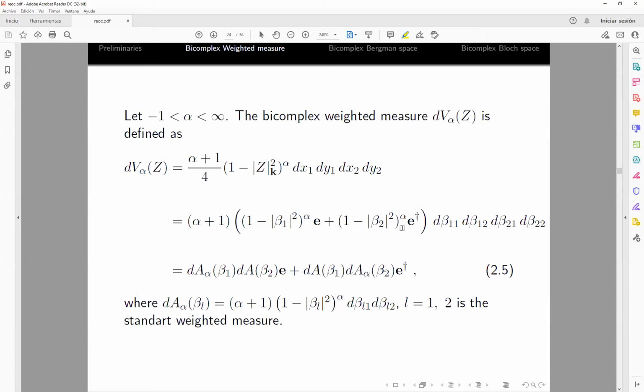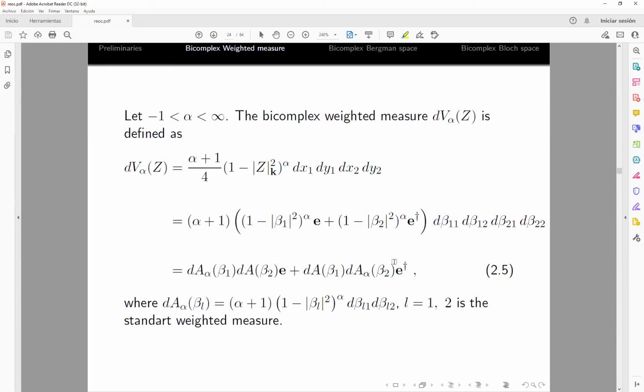And then we have this. But now we are changing coordinates, using coordinates beta 1, beta 2. And then this is our new volume form, okay? And if we apply them, we can see, because of this factor, here we get the usual weighted measure in the unit disk given by this. And here is only the normalized measure in beta 2.